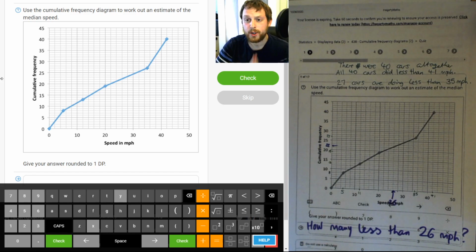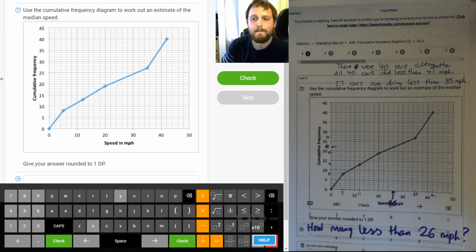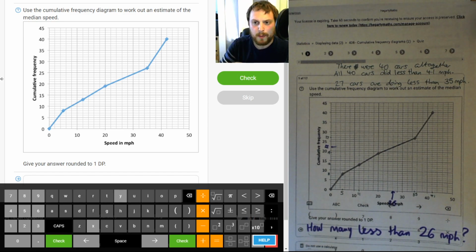But here's the point. We don't know for sure exactly what speeds those cars were doing. They could have all been doing 20, so that would be 8 cars doing 20. They might have all been doing 30. We don't know. When we start grouping data together in those grouped tables, which is where this picture comes from, we lose that detail. We don't know exactly within the groups how they are spread out, how they are distributed.